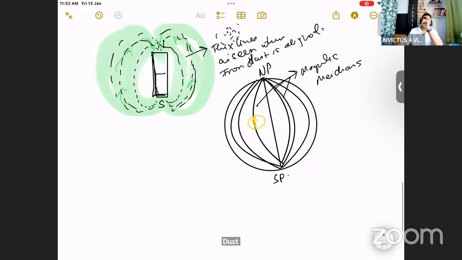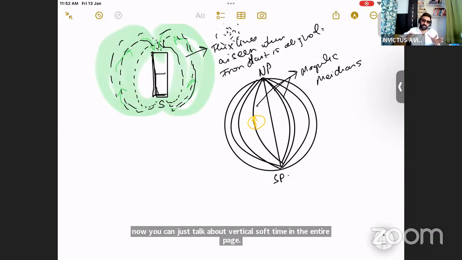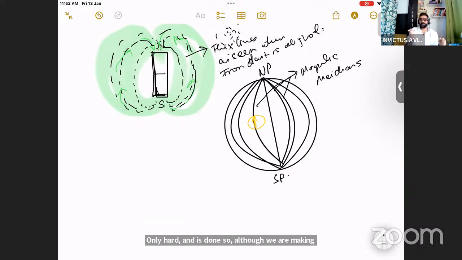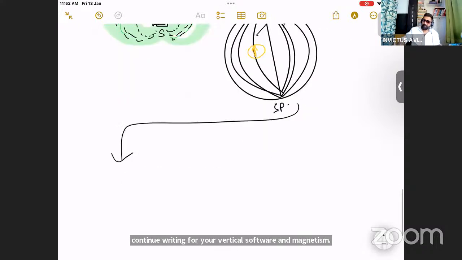Write down the next point in vertical soft iron magnetism only. Now you can just talk about vertical soft iron in the entire page only. Hard iron is done. So although we are making a table now, you can just take the entire page and continue writing for your vertical soft iron magnetism. Okay, I'll also do the same for you. So now we are describing vertical soft iron magnetism only under soft iron magnetism. Write on the next point.